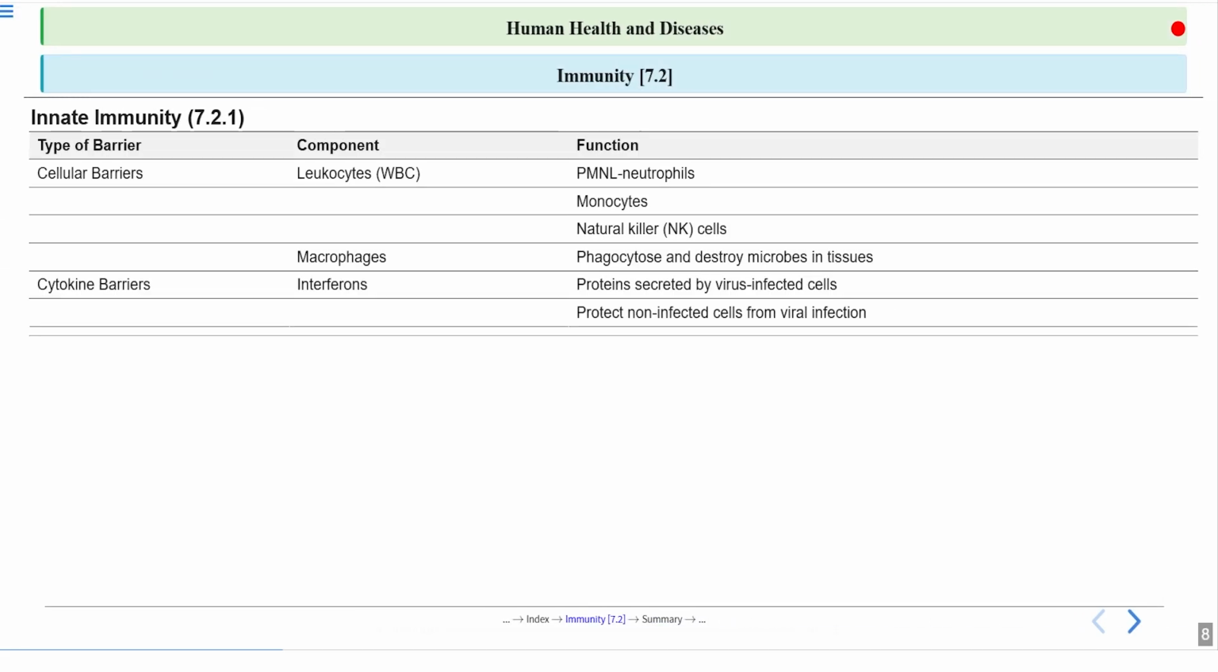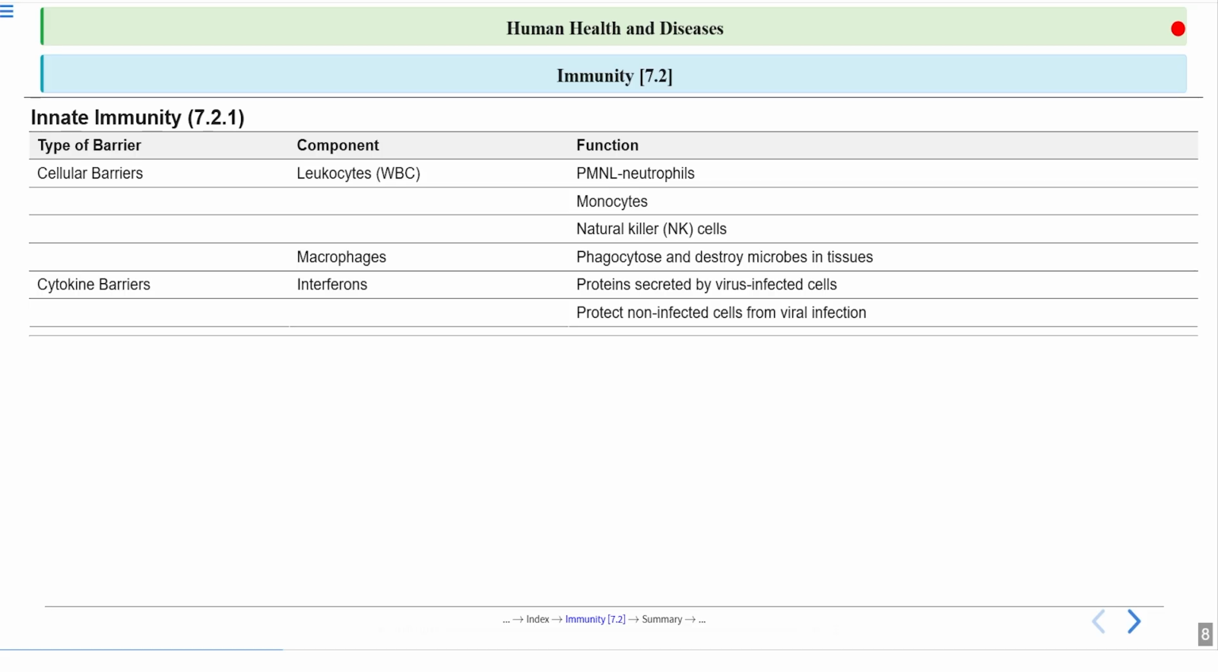Okay, now innate immunity also includes cellular barriers and cytokine barriers. Beyond the physical and physiological defenses like skin and stomach acid, the innate immunity system has two other critical barriers: a cellular barrier composed of specialized white blood cells and a cytokine barrier that uses signaling proteins. The cellular barrier involves various white blood cells or leukocytes, including PMNL, neutrophils, monocytes, and natural killer cells, that circulate in the blood and tissues to actively phagocytose invading microorganisms.